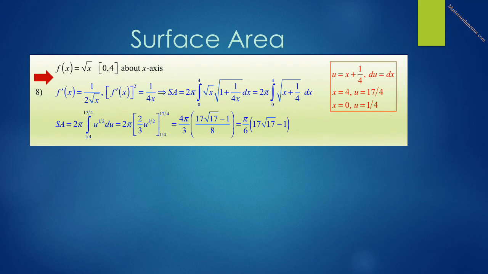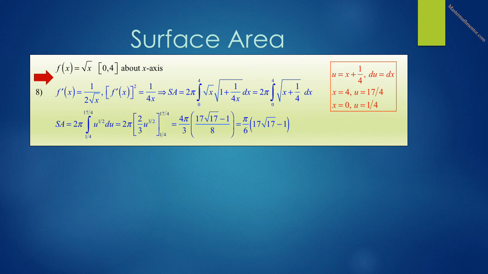In problem 8, we are rotating f of x equals the square root of x on the interval 0 to 4 about the x-axis. We start by taking f prime of x, and we get 1 over 2 square root of x. Squaring that, we get 1 over 4x. So using the formula, the surface area is equal to 2 pi, the integral from 0 to 4 of the square root of x, times the square root of 1 plus 1 over 4x dx.